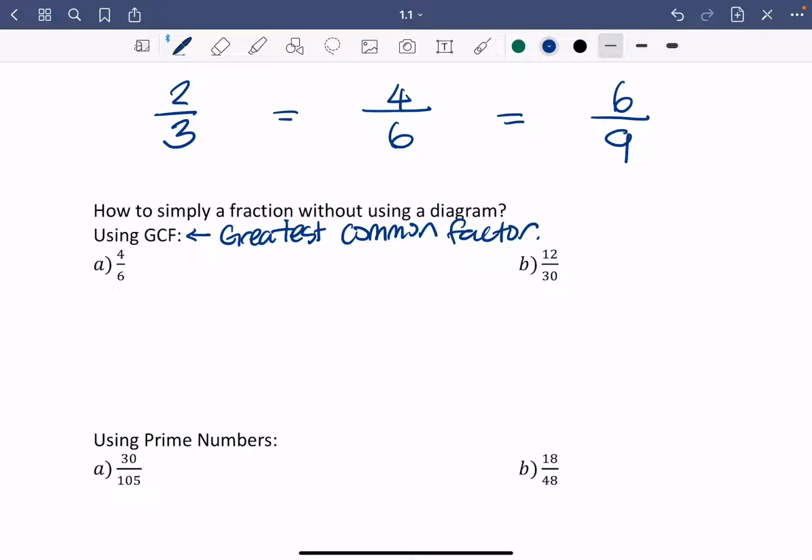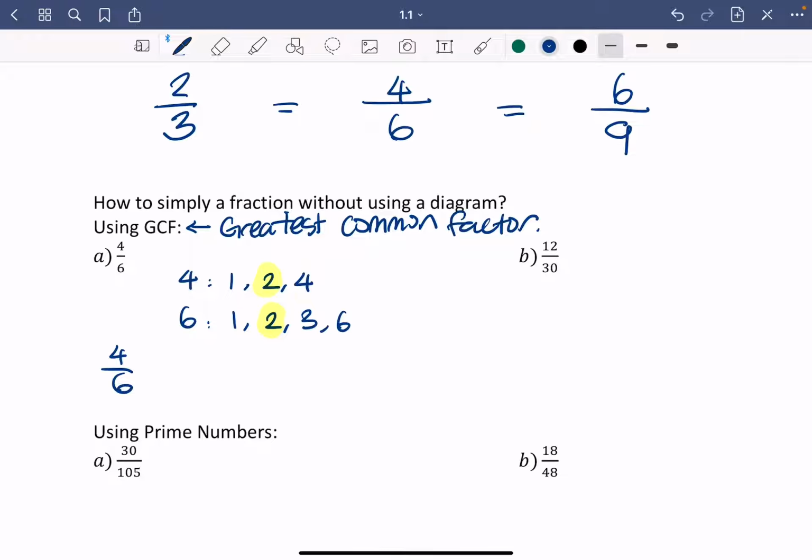So for example, our first question here, the factors of 4 are 1, 2, and 4. And the factors of 6 are 1, 2, 3, and 6. Right? So what's the greatest factor that's in common? It's 2, right? So what we're going to do here is divide both the top and the bottom by 2.